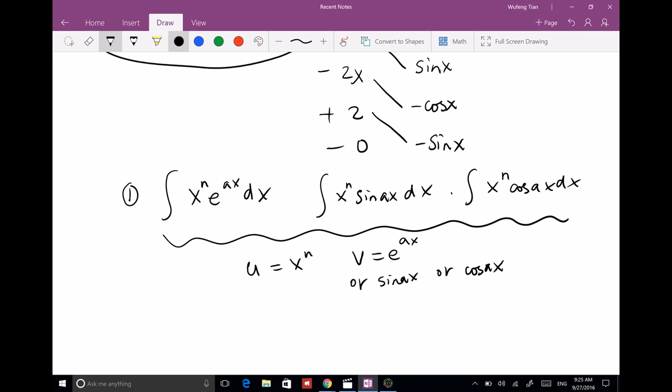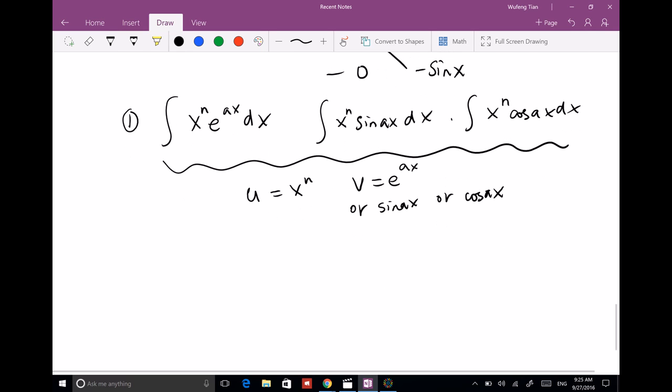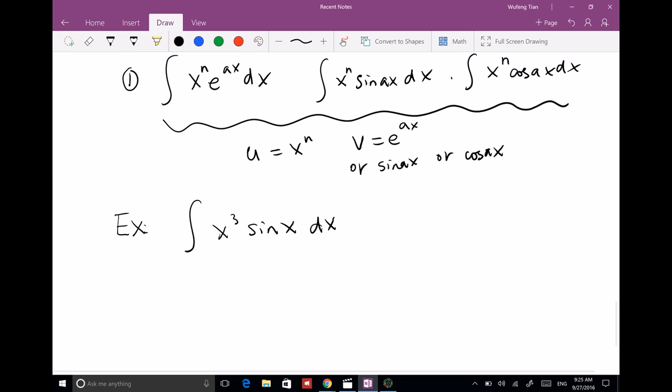I want you to use the tabular method to try one by yourself. I want to try the tabular method with x cubed sine x dx. Can we try the tabular method and solve this one?